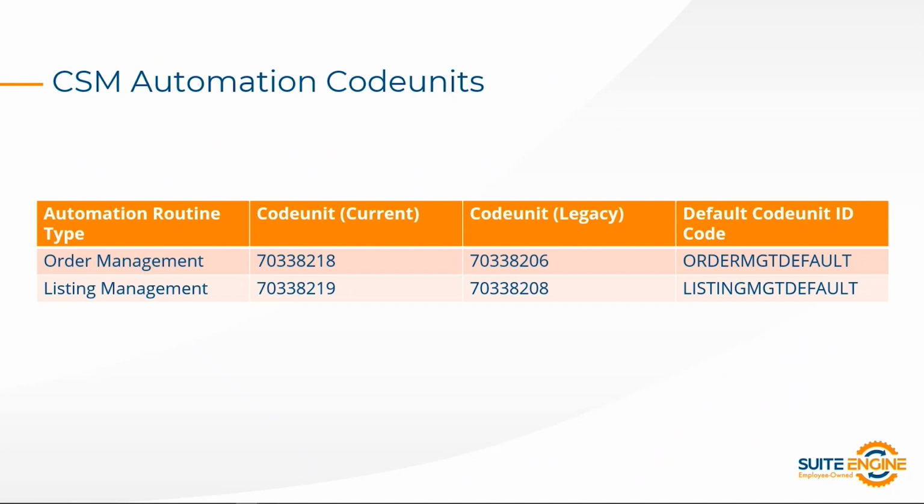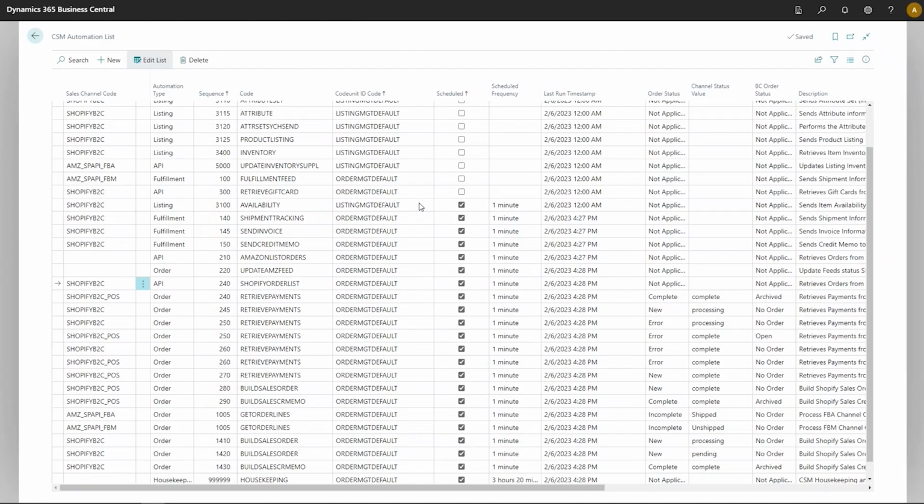Okay, let's go back to our Business Central environment. As you can see, as I've already talked about, in this environment we have both Shopify and Amazon channels set up. This CSM automation list page shows all the automation routines across all of my channels. Each set of routines is channel specific, although there certainly are similarities in function across the channels.